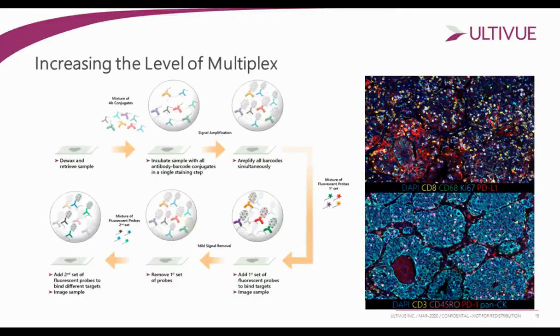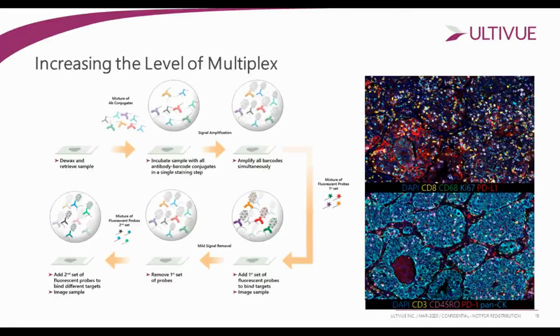So to start, we still start with a single dewax and antigen retrieval step. We can still apply a single cocktail of primary antibodies, and in this case, we're actually going to apply 8 antibodies at the same time versus 4. We will also still follow that up with a single amplification step where we amplify all 8 targets at the same rate, same time, and again, that's a linear amplification. But when we come to visualization, this becomes a 2-step process.